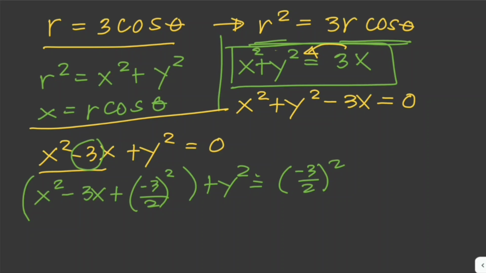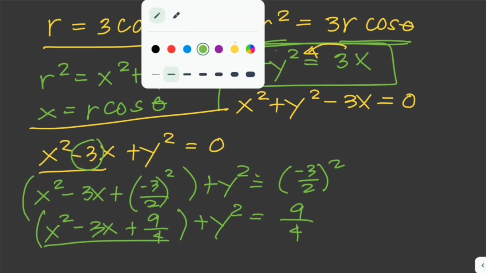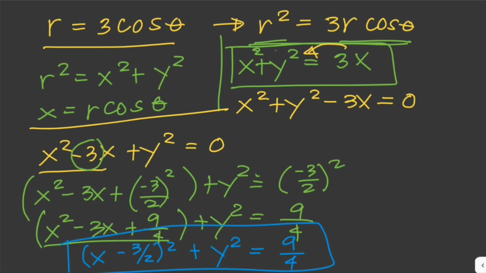Then we can simplify this now. Our equation would be x squared minus 3x plus 9 over 4, plus y squared equals 9 over 4. And then we can write this as the square of the difference. So that would be x minus 3 halves squared plus y squared equals 9 over 4. So this is our equation now.